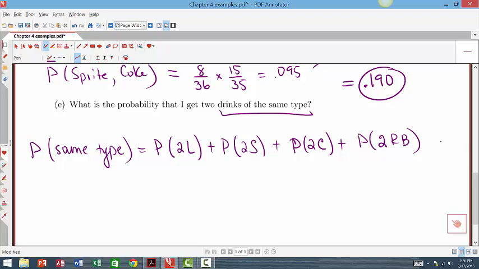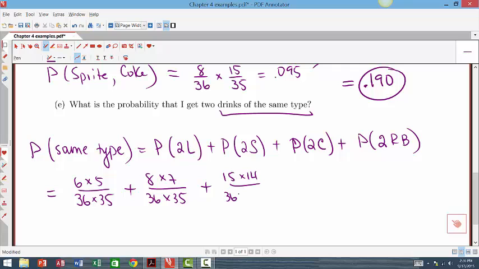So all of these events are mutually exclusive. Okay, we do not have to worry about the intersection. You either get 2 lemonade, or 2 Sprite, or 2 Cokes, or 2 root beer. Okay, so how do we do this? So for lemonade, we have this expression here, 8 times 7 for Sprite. The denominator is going to be the same for all of these fractions. Okay, so 36 times 35 here for Coke, and root beer we got 7 times 6, over 36 times 35.